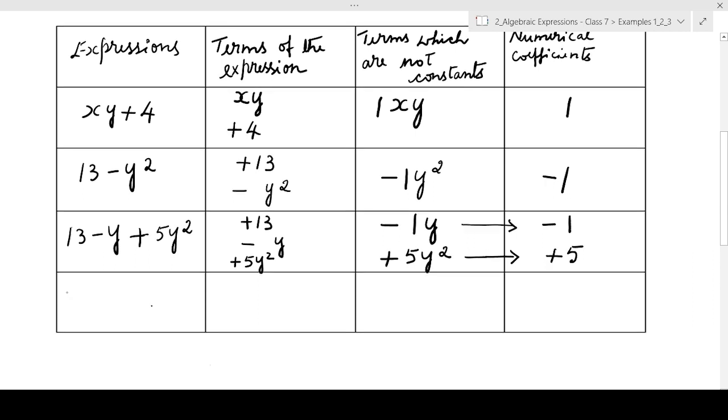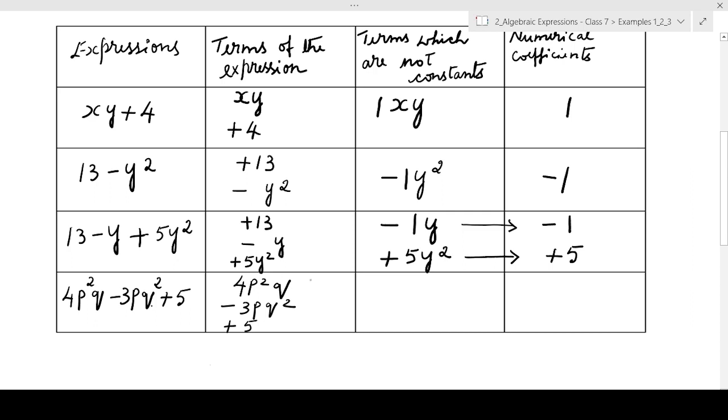I'll write the expression over here. So it is 4p square q minus 3pq square plus 5. So this is also an expression with 3 terms. So which are the terms over here? We have 4p square q, the first term, minus 3pq square, the second term, and the third term is plus 5.